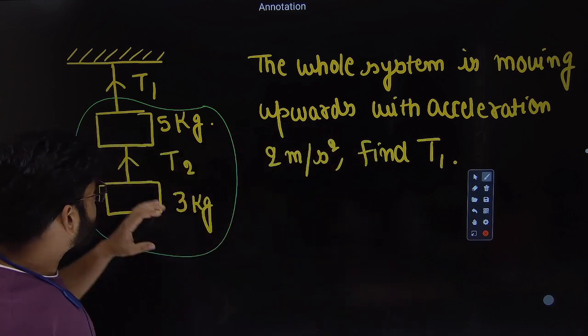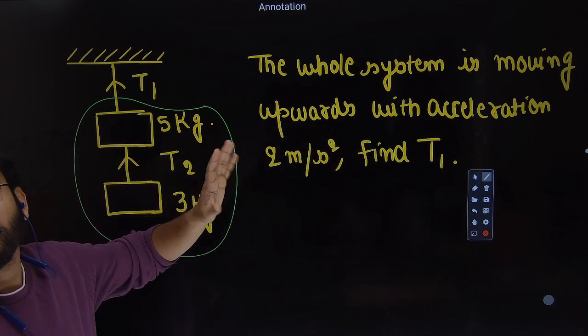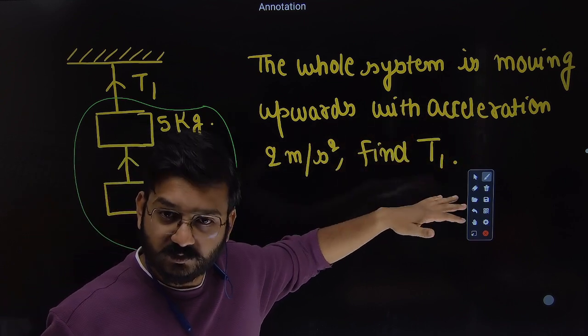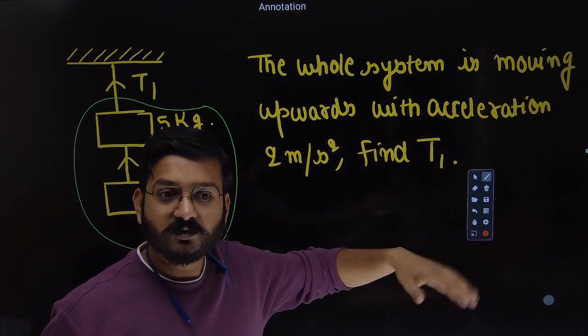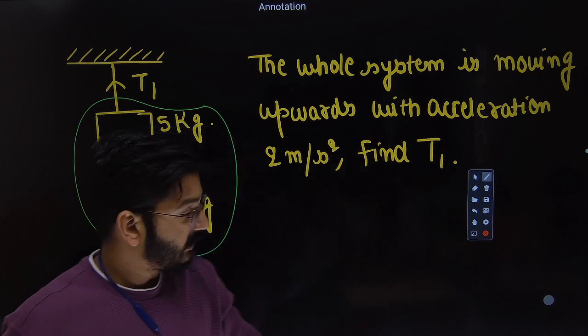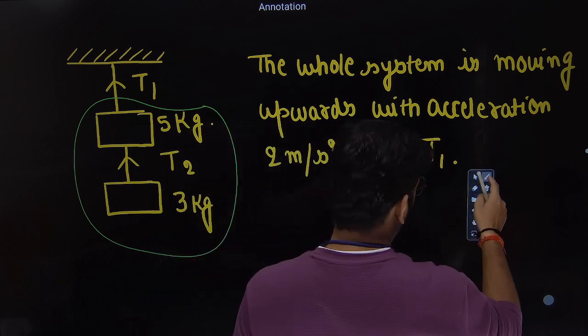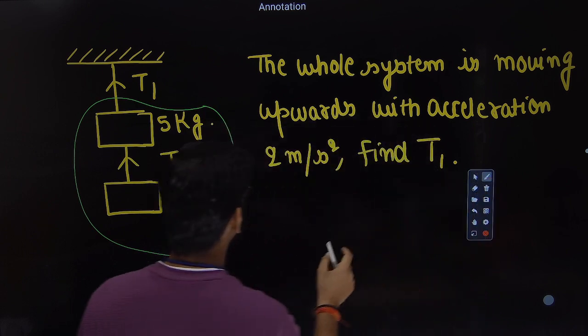That is the advantage of taking this as a system. That T2 you don't have to find, and they have not asked also. If they ask, you'll find it. I will show you how to find it. When it is not asked, don't waste time in finding T2. Directly focus on T1.